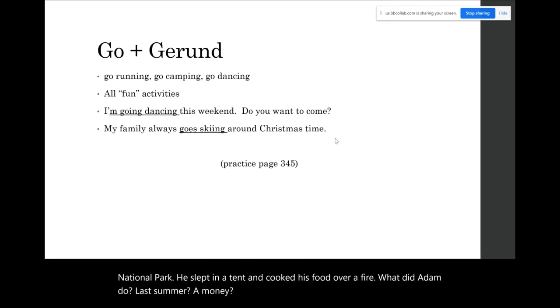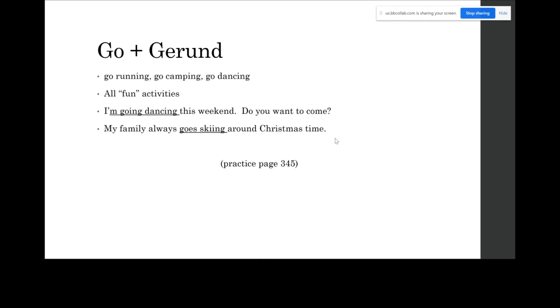Let me check it because I was looking for the page. We're on exercise 6, number 3. Page 345.